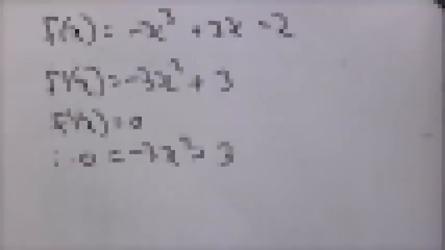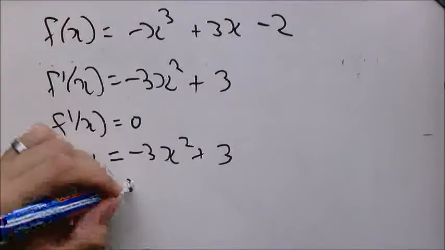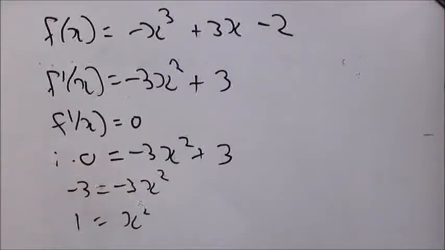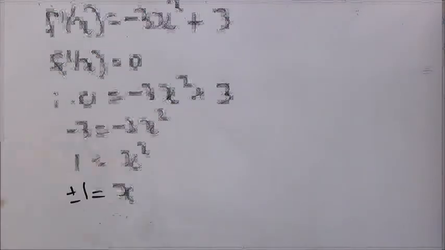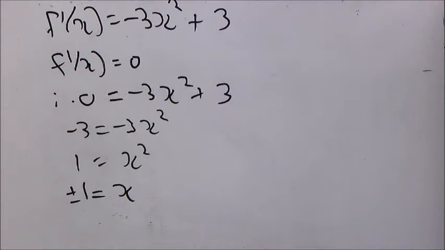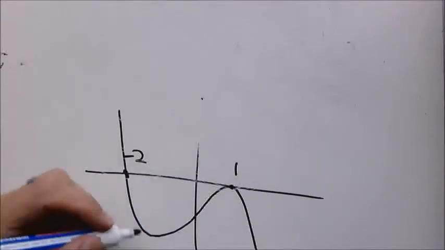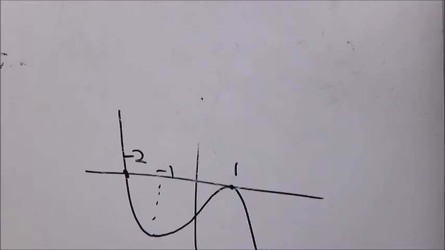Okay, now we just need to solve. So negative 3 equals negative 3x squared. You divide, it becomes a 1. So that means x equals plus 1 or negative 1. And now, if we look at our graph, you can see that the one turning point is at 1, the other one is at negative 1. And so that just confirms again what I've just mentioned.